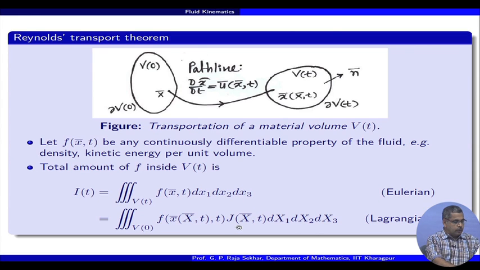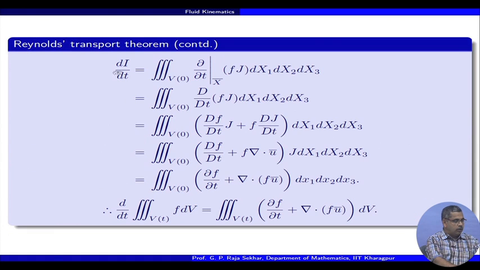Now you come back to the Lagrangian description. The position vector is expressed with reference to x bar, and the corresponding Jacobian and the corresponding volume element in the Lagrangian description is given. Now we would like to discuss the rate of change of this total amount. Accordingly, we compute the derivative. We are in the Lagrangian frame, so this is the corresponding Lagrangian derivative, the convective derivative. You expand; this is simple calculus.